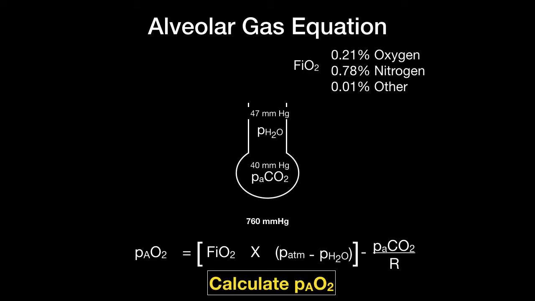So now, calculate the PAO2. Really here, pause and do it. Welcome back. The big PAO2, the partial pressure of oxygen at the level of the alveoli, is 100 millimeters of mercury when you take everything else out.